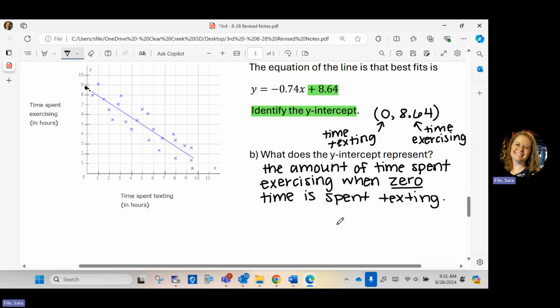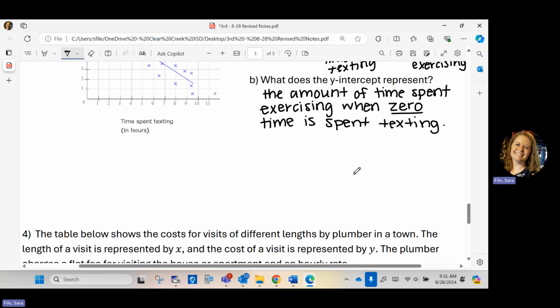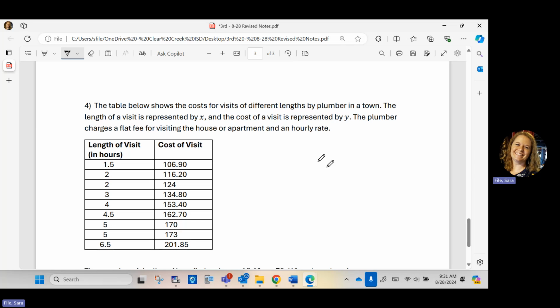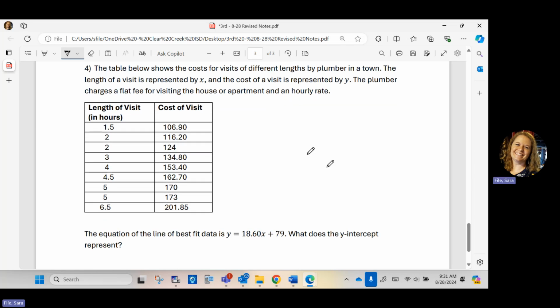Feel okay about that? So we've got to be able to do three things with this linear regression stuff. We've got to be able to use the data to write an equation, so we've got to come up with the equation of our line of best fit. We have got to be able to use that equation to make predictions. And we have to be able to interpret things from that line of best fit or from that equation. So we have to do the regression, come up with our equation, make predictions, and interpret. So in this last one, we're given data.